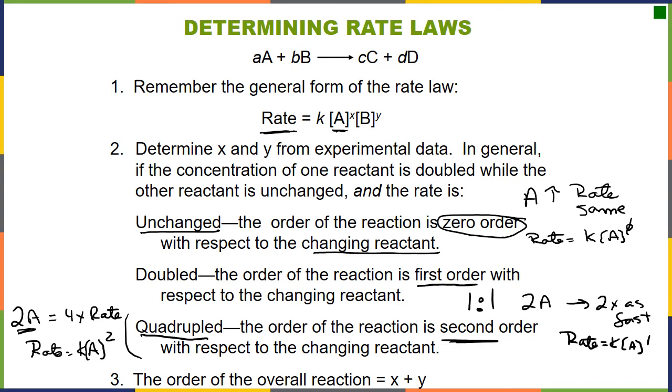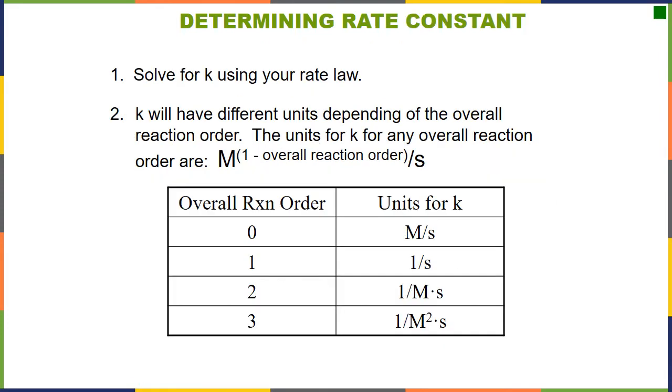If we have two reactants that are changing, we add up the values of x and y, and we are going to get an overall order. So each of these individual values, the 0, the 1, and the 2, are the order for that reactant. The sum of them is the overall order. All right, so we get our rate law and we get our x and y from experiment. We're going to calculate our k value.